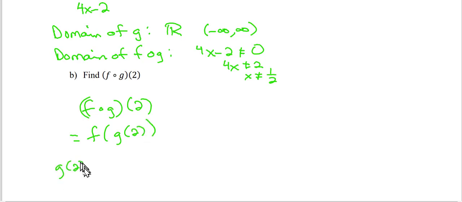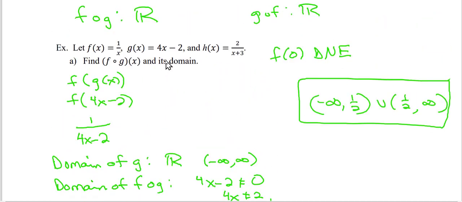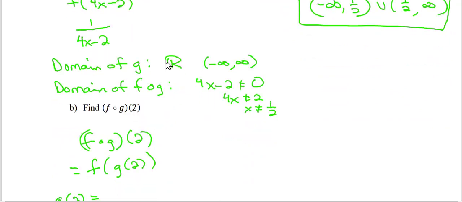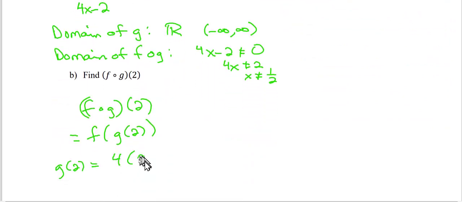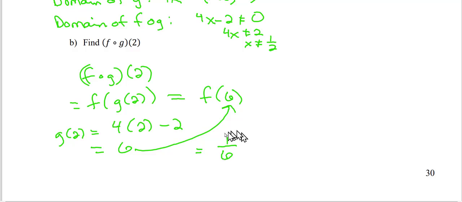First, we could find G of 2. G of 2, if G of x is 4x minus 2, would be 4 times 2 minus 2, or 6. And then this is going to be f of 6, replacing G of 2 with 6. Well, f of 6 would be 1 over 6, because f of x was 1 over x. So 1/6 is our answer there.